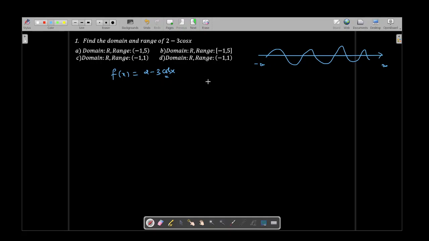So the domain of 2 minus 3 cos x is also all real numbers, because any real number will give you finite values. So let us find the range of this. To find the range, let's go to the graph plotter and see.